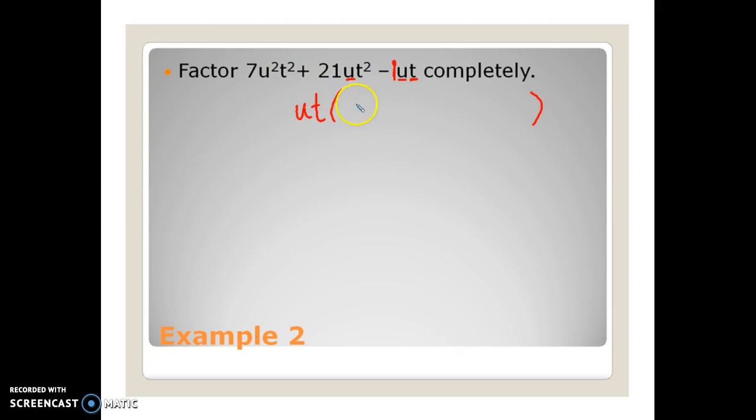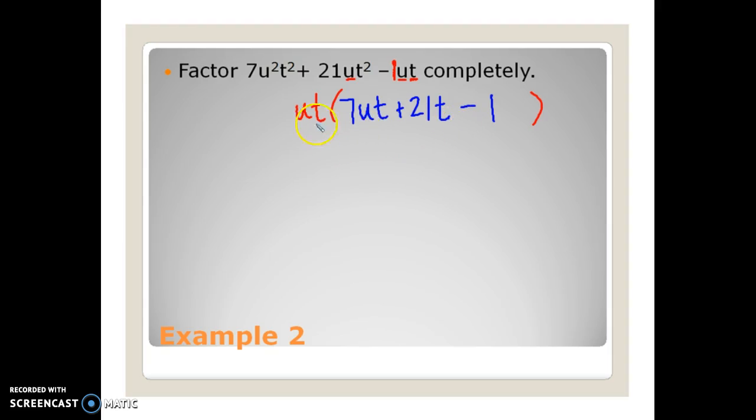7 divided by 1 is still 7. U squared divided by u is u. T squared divided by t is t. 21 divided by 1, still 21. U divided by u cancels. T squared divided by t is t. 1 divided by 1 is 1. U divided by u cancels. T divided by t cancels. And so I'm left with just 1.